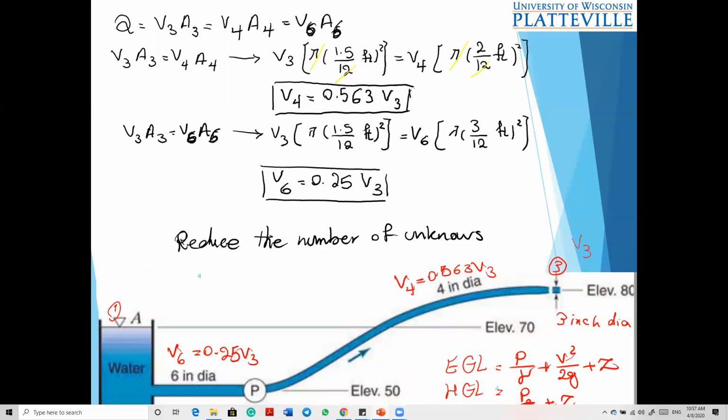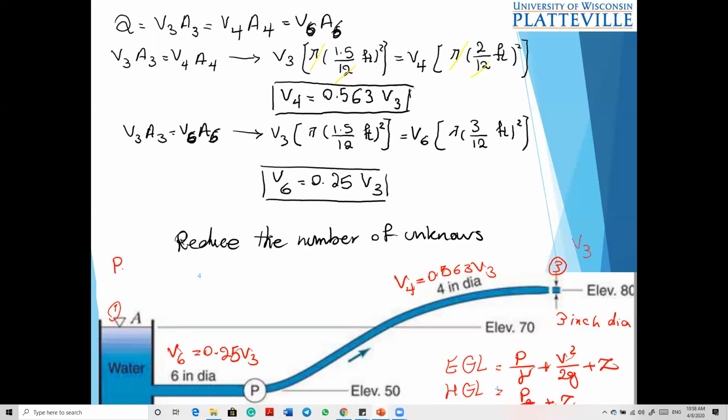How can we find the pressure? If you write the energy equation between 2 points where we know a lot, we can find the pressure. Which point is a good point to write the energy equation? Let's call this point 1 and point 3. Why are these 2 points a good choice to write the energy equation?